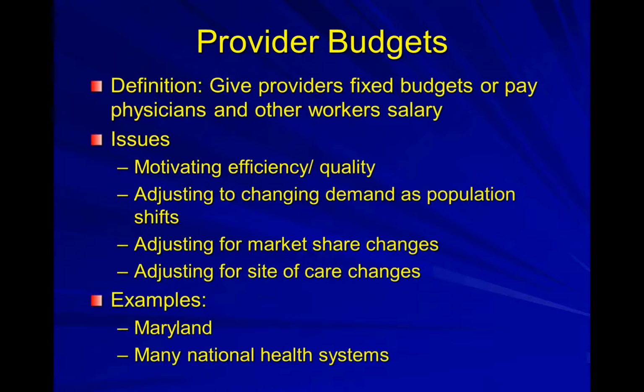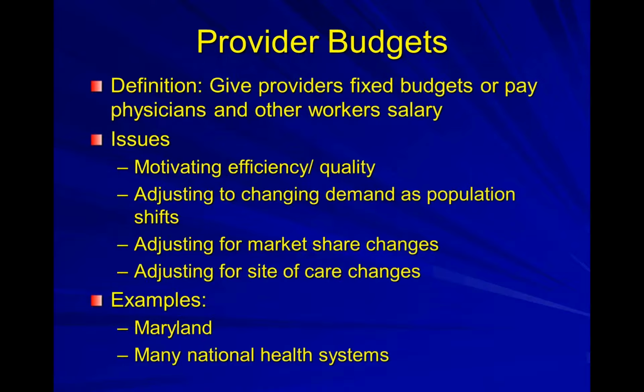It's very hard often in these systems to adjust to changing demand as the population shifts. So you have a hospital in a particular area, it gets a particular budget. If the population grows in that area or shrinks in that area, some changes to the budget must be made. That's often hard to do. Sometimes that's not an analytic problem. Oftentimes it becomes a political problem. It's also hard to adjust for market share changes.